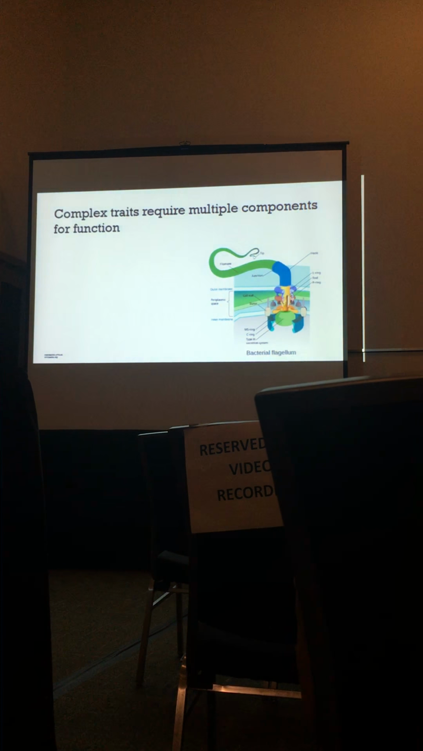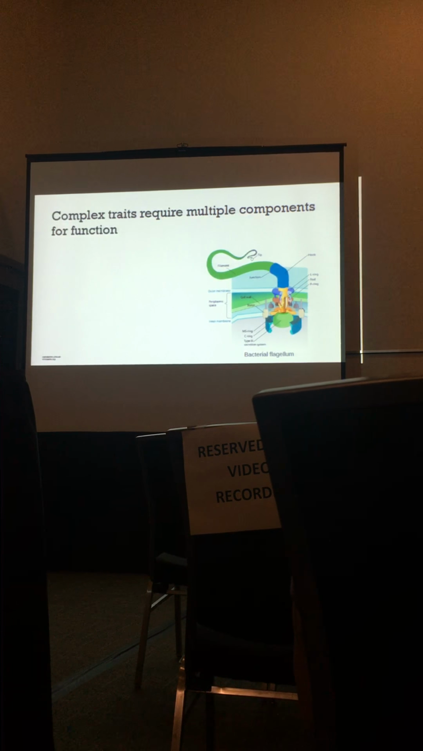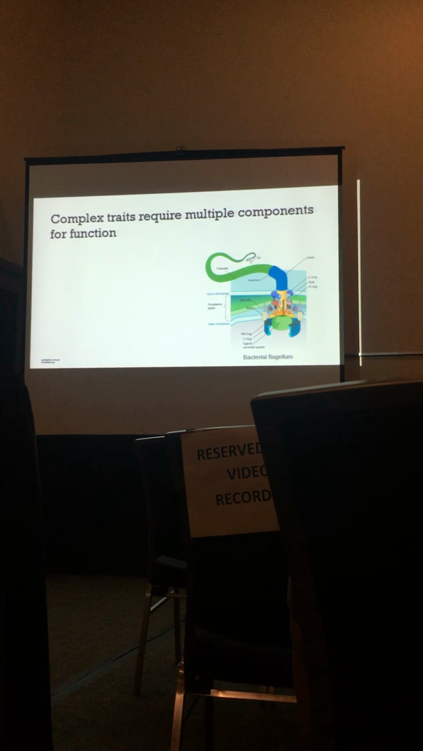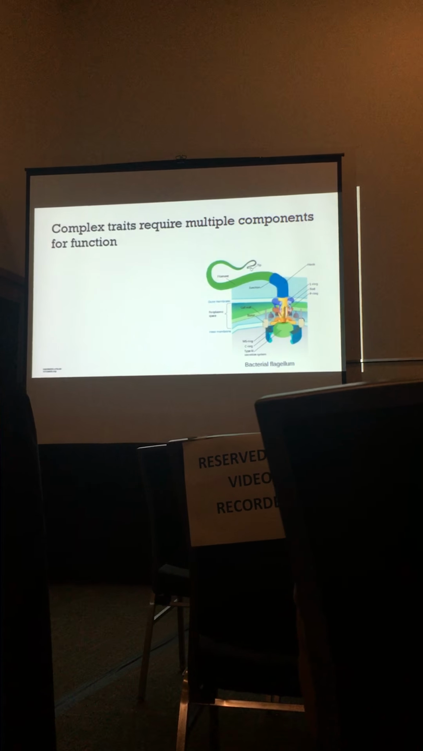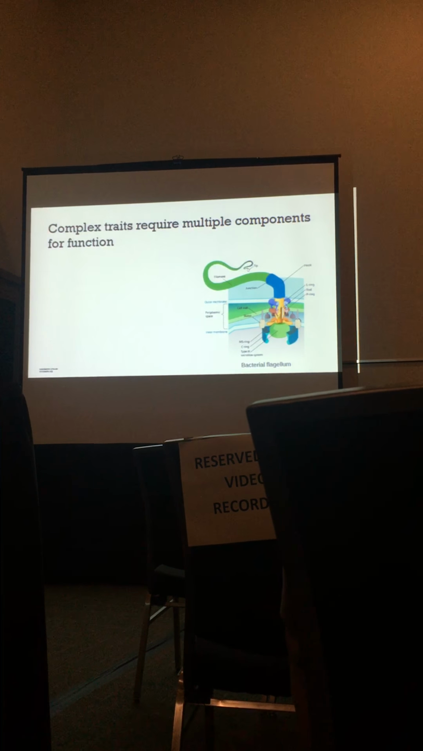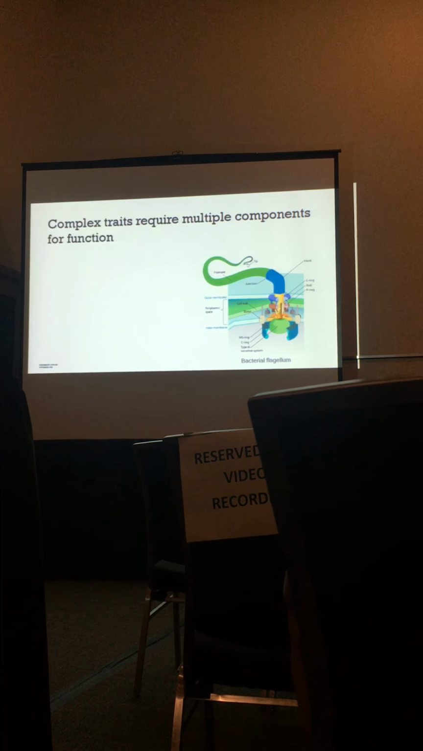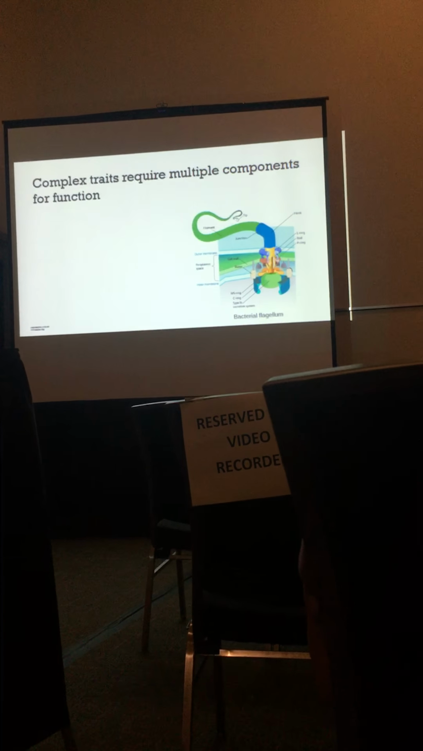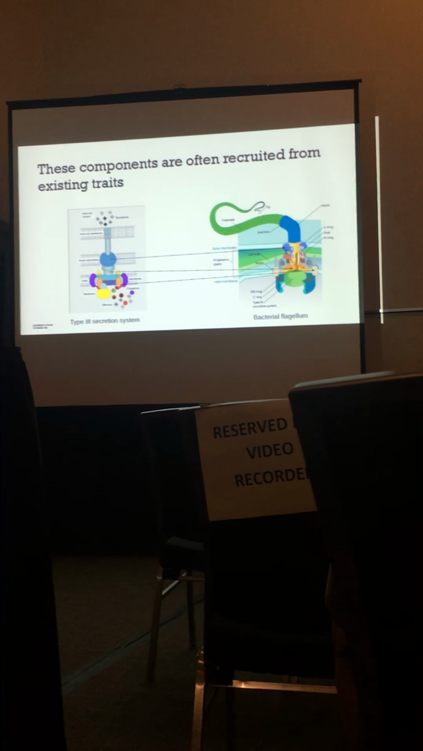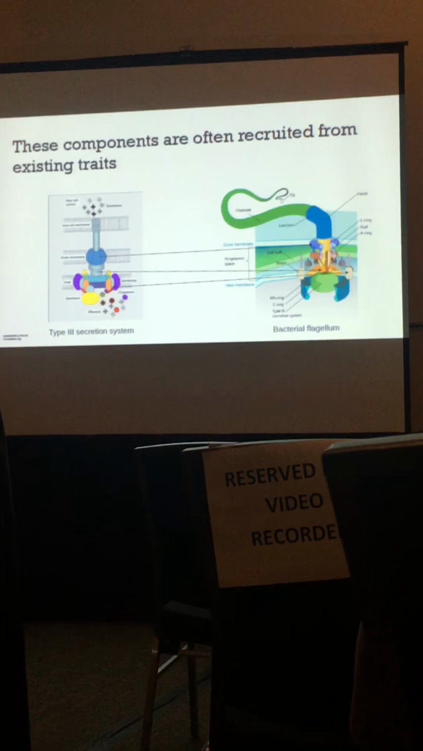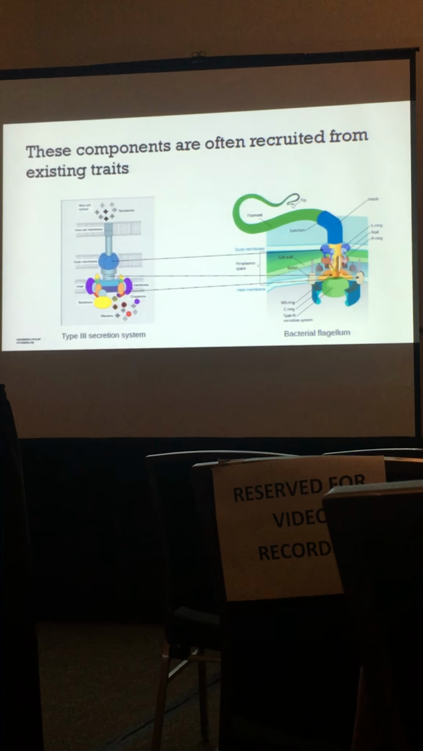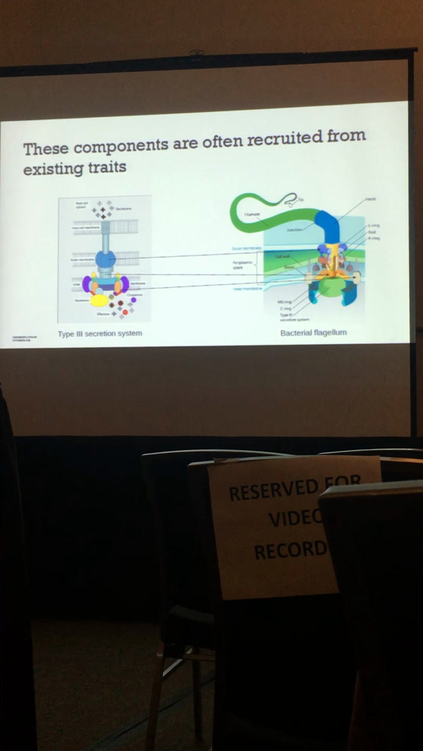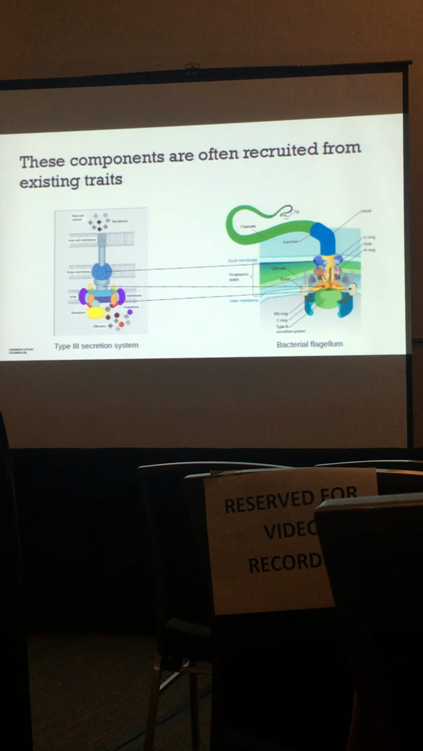Living things have all sorts of complex traits in them. Things like this bacterial flagellum have lots of different components that all come together to produce a specific function, motility, for example. And how do these things come about through evolution? Well, in many cases, the components are actually just recruited from something that was already there. In the case of the bacterial flagellum, people think that this type 3 secretion system was already there, and a lot of those components were recruited into the bacterial flagellum.